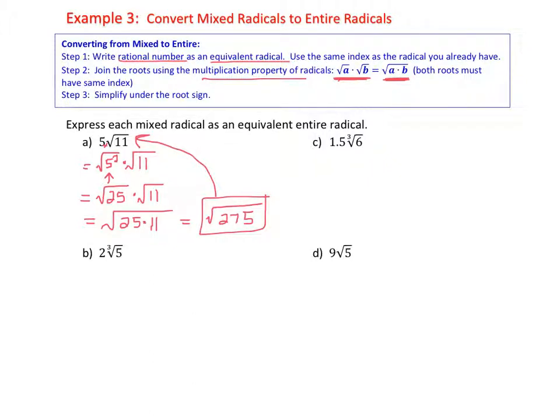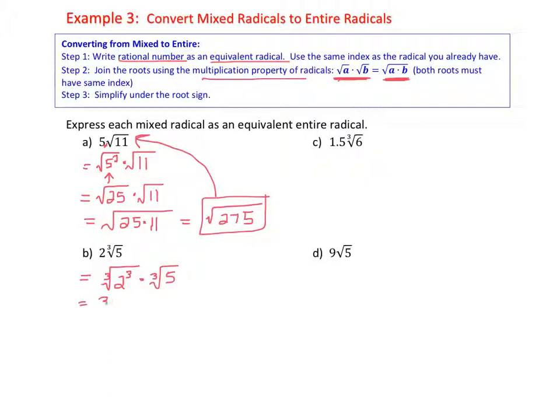Let's look at another example. Example B, we have 2 times the cubed root of 5. This time, because our index is 3, we need to write 2 as an equivalent cubed root. Well, we put the 2 under the cubed root sign, and we raise 2 to the power of 3. That will tell us the cubed root of what number would equal 2. And we're multiplying that by the cubed root of 5.